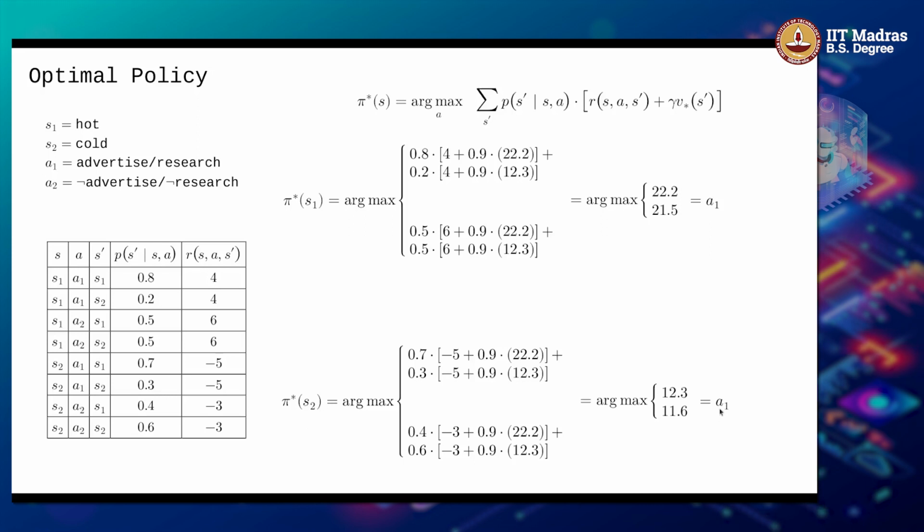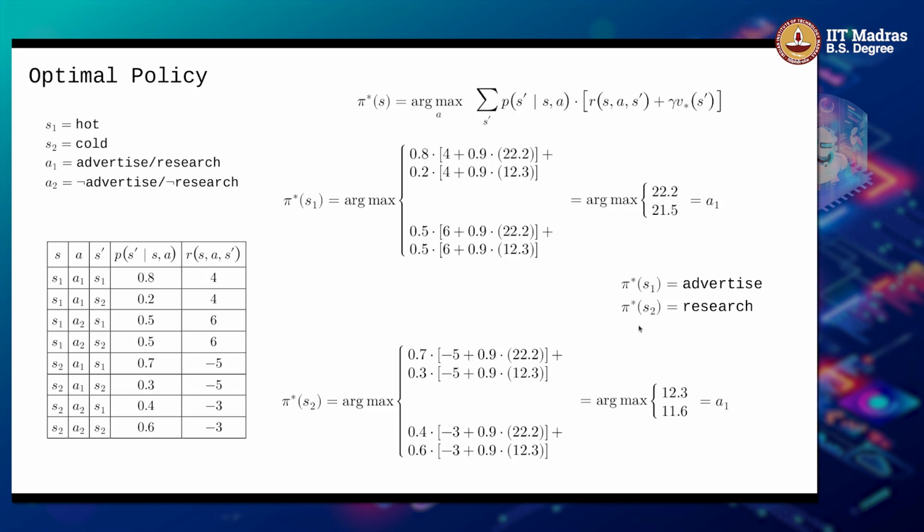You have to be careful here. Depending on the context, A1 differs. So pi star of S1 is the affirmative action of advertising. Pi star of S2 is the affirmative action of research. So that's the optimal policy.